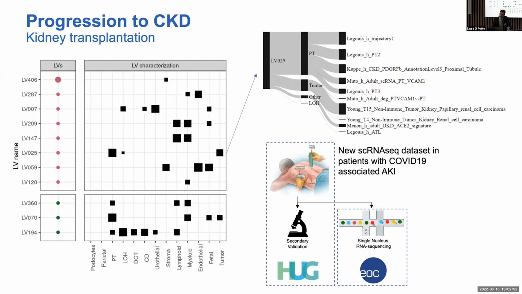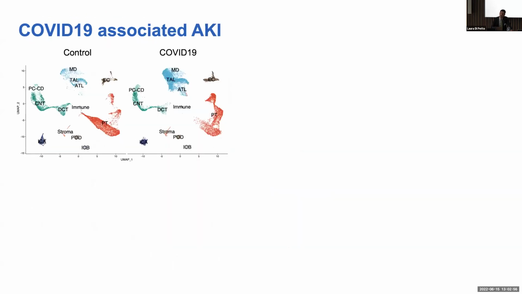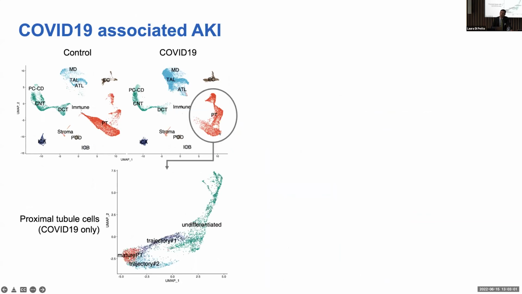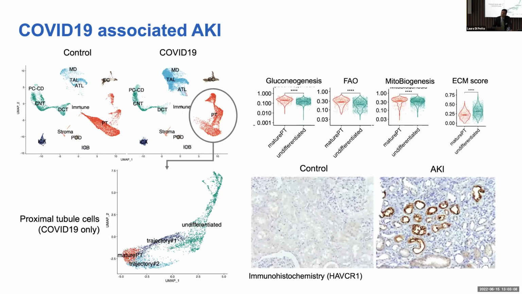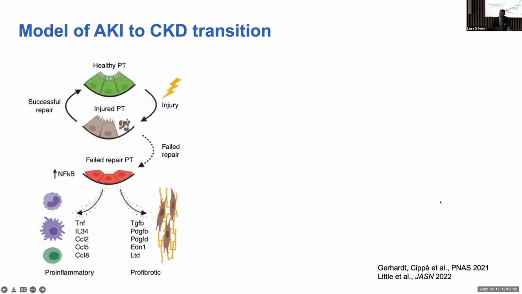And this generated a very interesting data set in patients in the early stage of acute kidney injury, with particularly important information related to these damaged proximal tubule cells, which we characterized as being dysfunctional in many ways. They had a reduced ability to do gluconeogenesis, their metabolic function was altered, and they had an increase in this extracellular matrix score, which is expected to signal cells triggering fibrosis, as validated by immunohistochemistry.